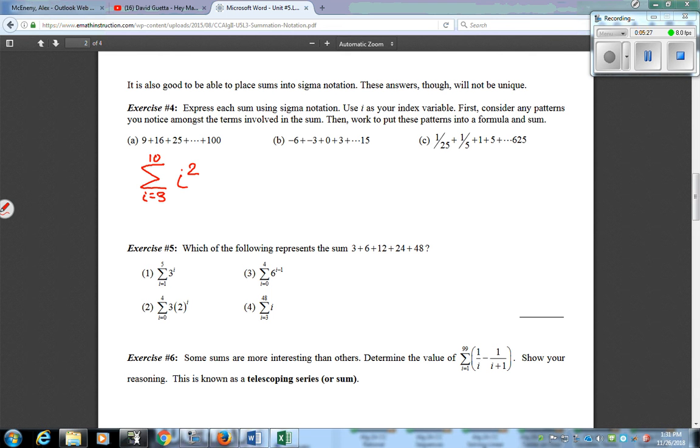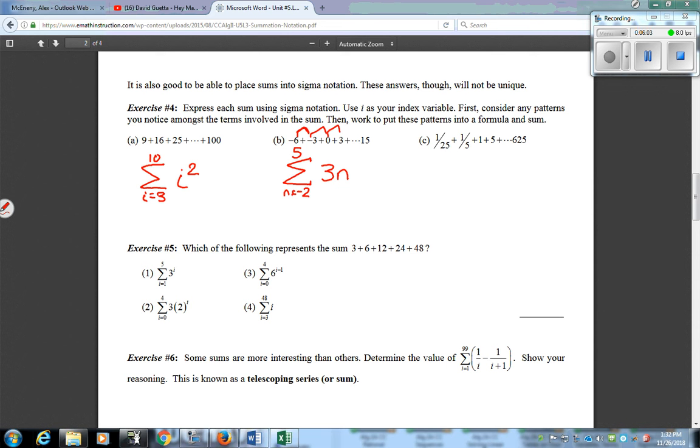Now, if we do B, in this case, I see each of the values increasing as I go to the right by 3. So we're adding 3 each time. So I'm going to call this 3n. And to get negative 6 as the first one, I'm going to need n to be negative 2. And I have to get to 15. And I know 15 is 3 times 5. So 5 is going to be the highest value I would use for this one.